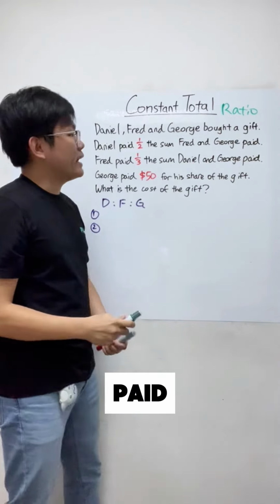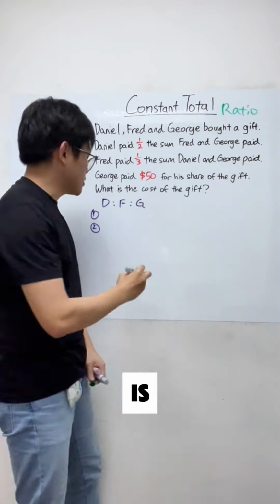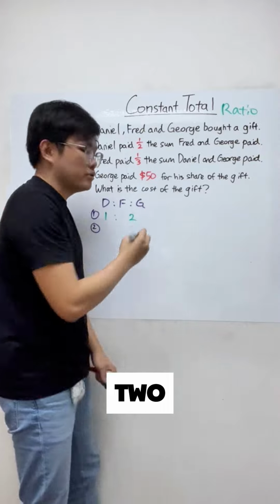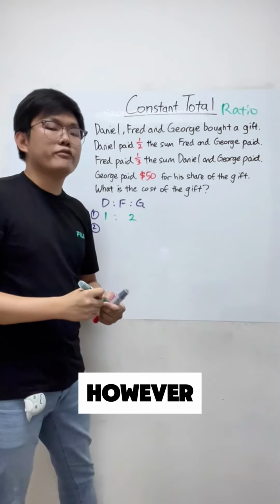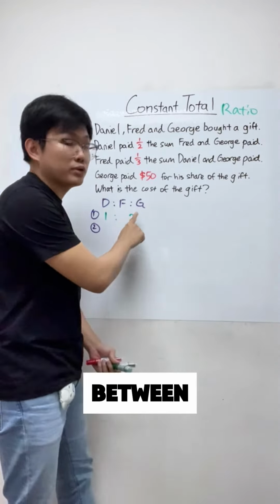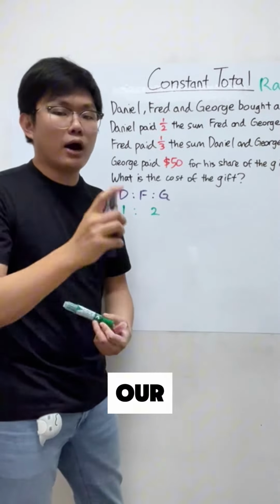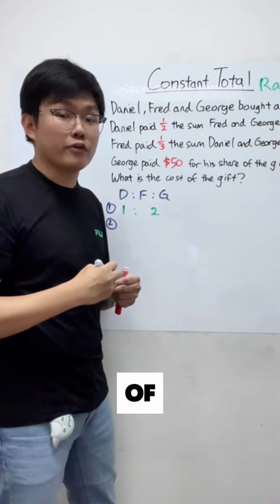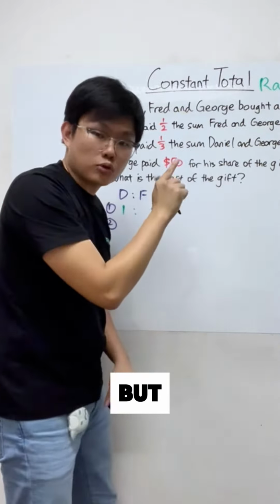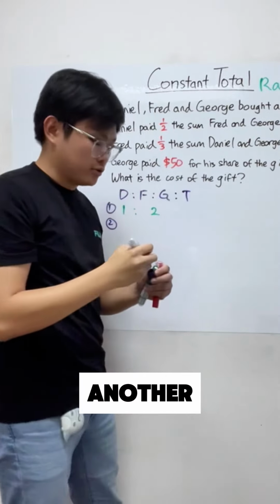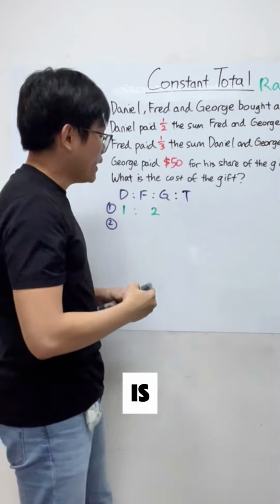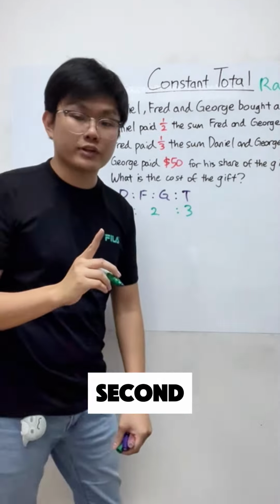We know that Daniel paid half of Fred and George. Our instinct is to go and write this, 1:2 between Fred and George. We can do so. However, we eventually want to split the values between Fred and George as well. So instead, our main focus here shouldn't just be between the 3 of them, but the constant total. So that's why we're going to be focusing on writing another total here, giving us 1:2:3.